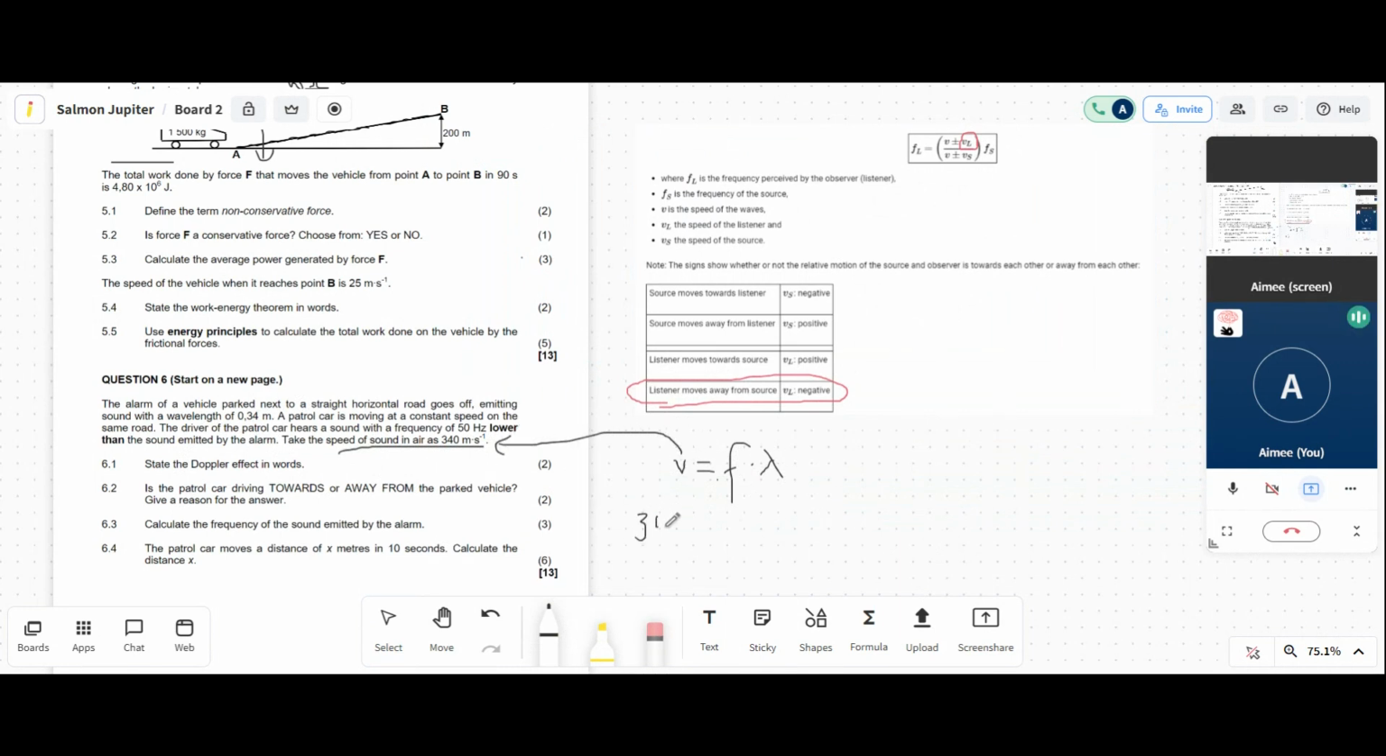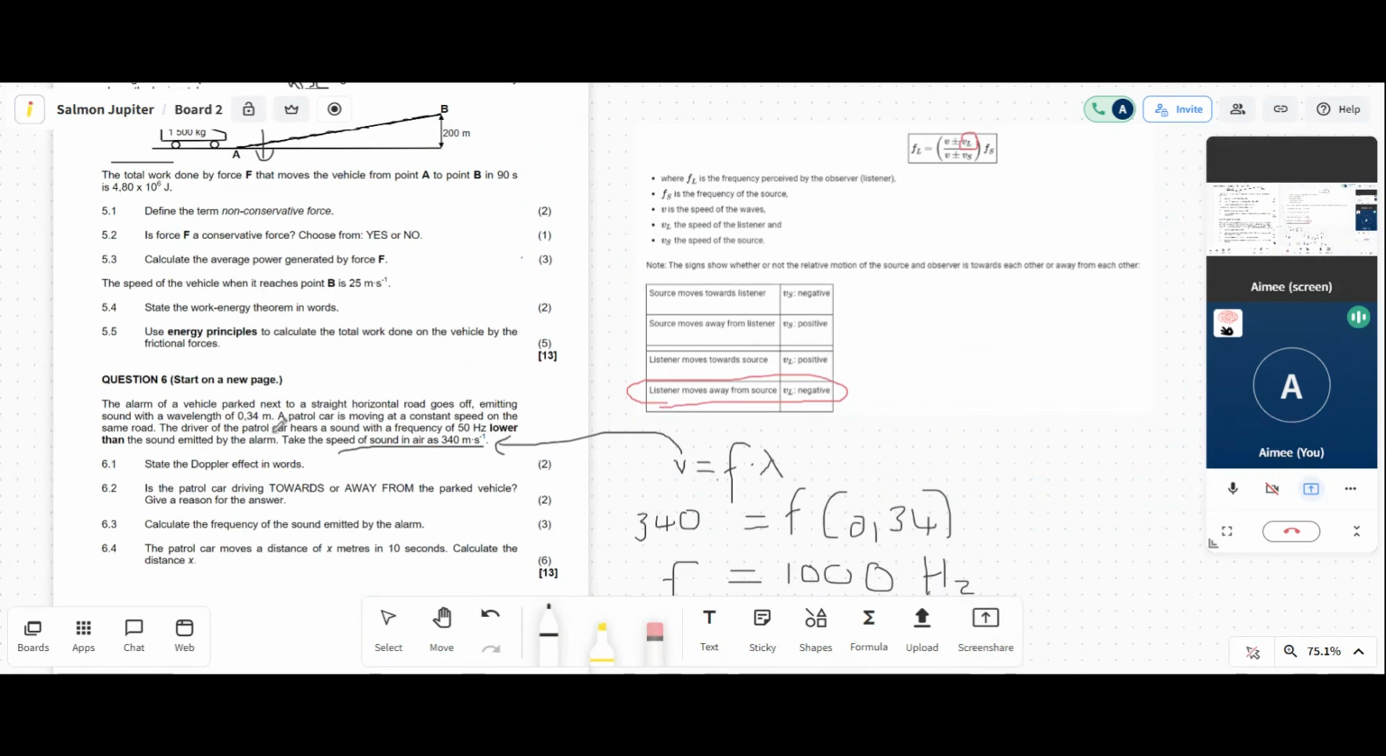So we substitute in. 340 meters per second is the speed of sound through air, and we're looking for a frequency, and the wavelength they gave us is 0.34 meters. Remember, the SI unit for wavelength is meters. If they give it to you in something else, you need to convert it, but they've given it to us in our SI unit. So we calculate that, and our frequency ends up being 1,000 hertz. This is the frequency of the source. So the frequency of the alarm being emitted by the parked vehicle is 1,000 hertz.